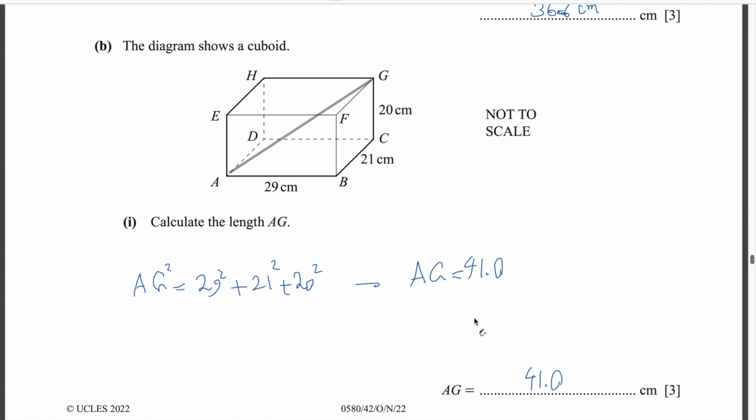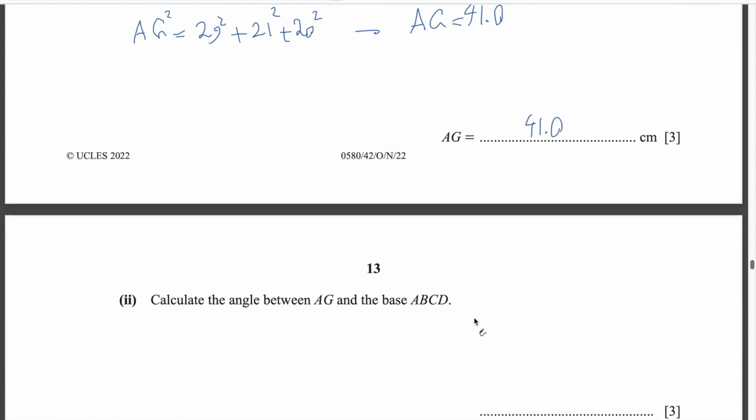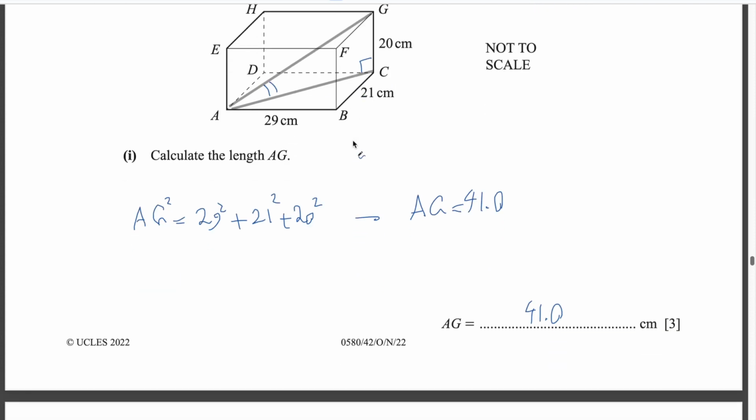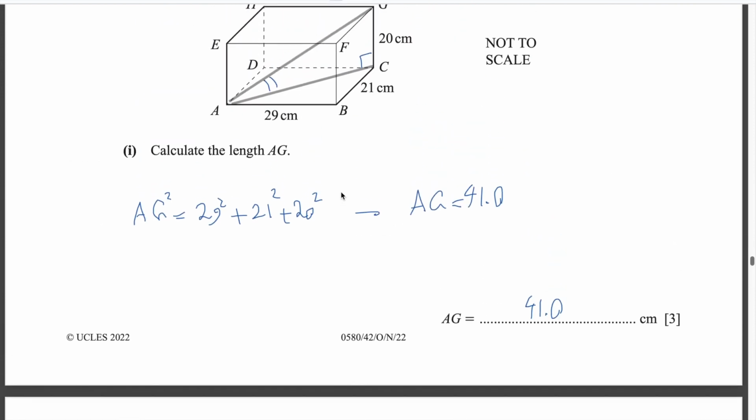centimeters. Next part is to calculate the angle between AG and the base. Listen guys, angle between AG, this diagonal, and the base is actually the diagonal of the base. It means this is the angle to be found. You have a right angle triangle here, you have hypotenuse, you have opposite side which is 20. So I label this angle, for example, theta.